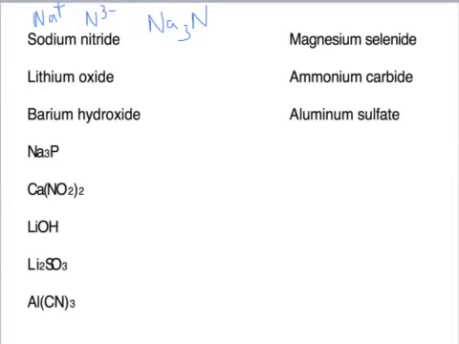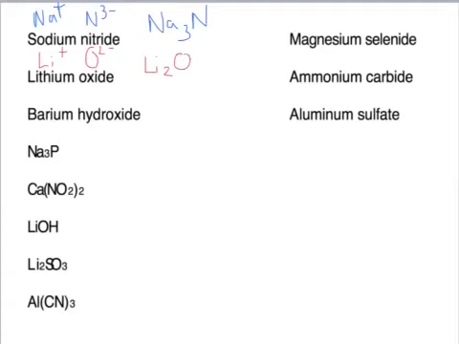Let's try the next one, lithium oxide. So lithium ion is Li+, oxide would be O2-. So to make it neutral, you would need 2 lithiums and 1 oxygen, so Li2O.